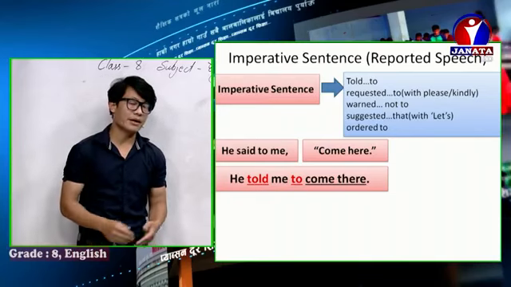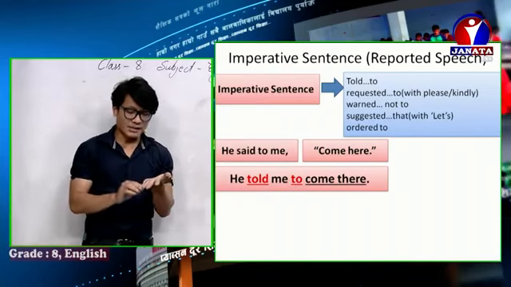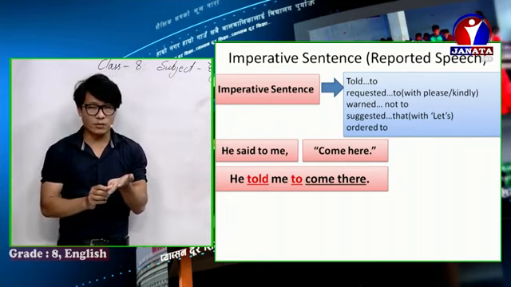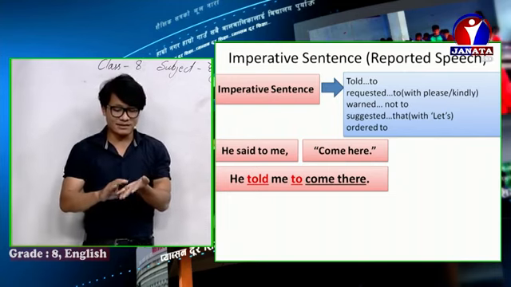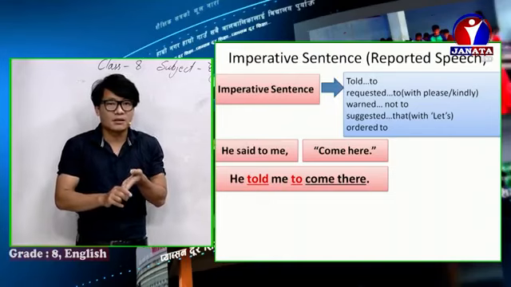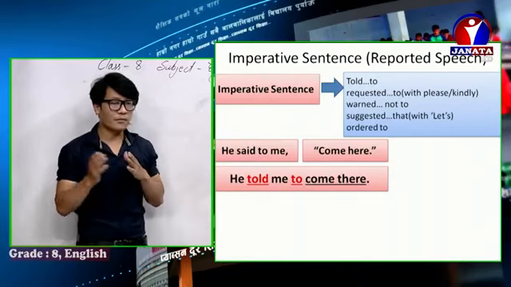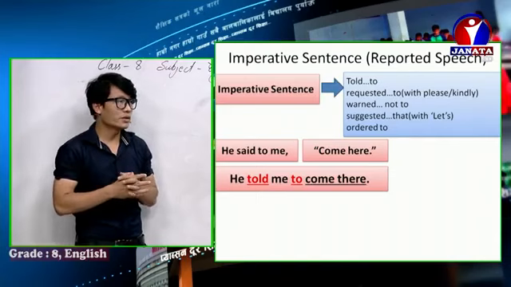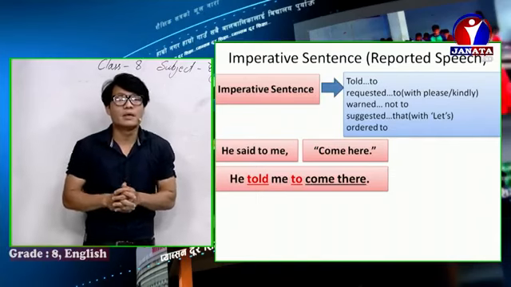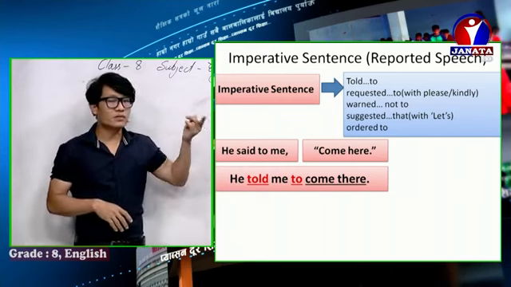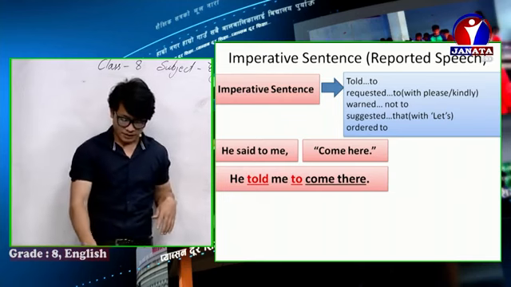Remember very well, if it is a common sentence, if that is not a request, if that is not a warning, if that is not an order, not a command, then we need to write told to. Come here is a common sentence. So he told me to come there. Here should be changed into there. Next.